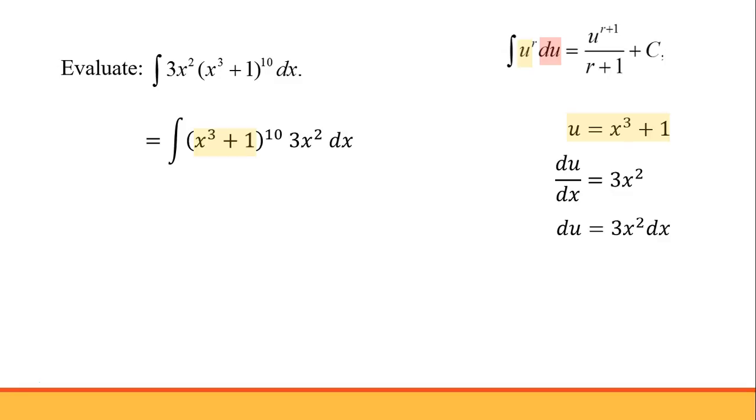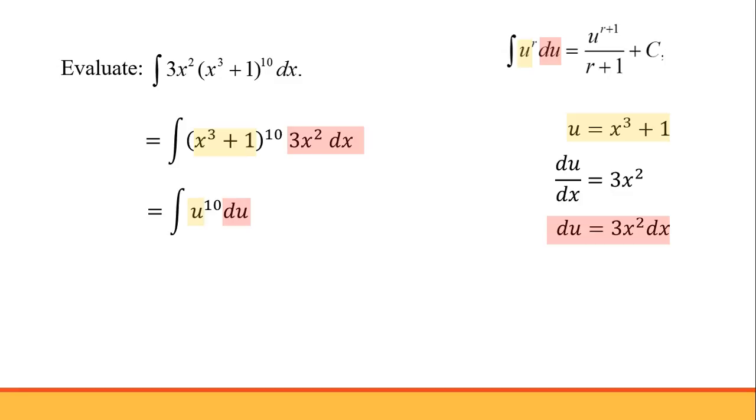So now how does that fit back into our original integral? Well, 3x squared dx is a factor in our original integral, and we've just said that du is equivalent to that. So we'll substitute du for the 3x squared dx. Now that we've substituted in our original integral, we've got something that we actually can integrate. This fits our basic integration formula.